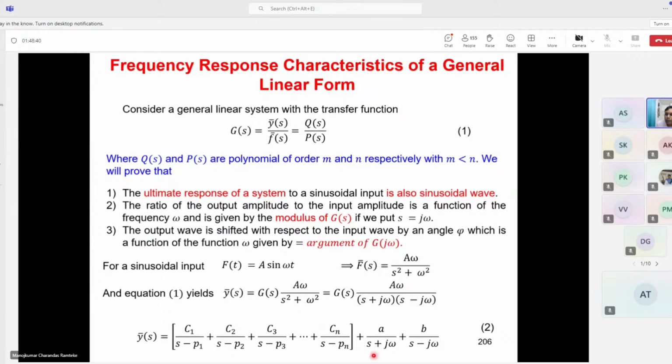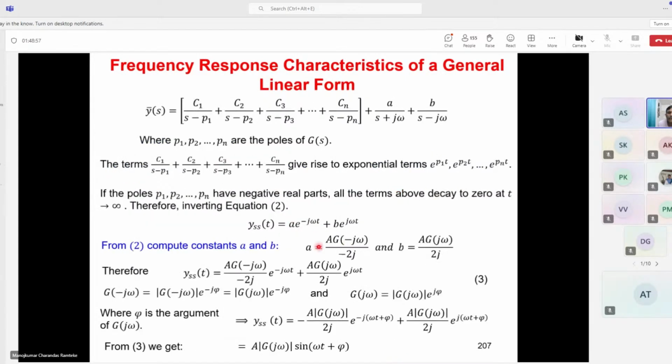S plus j omega, and then put s equals to minus j omega. I will get directly A. So that s plus j omega will cancel out here, isn't it? So I will get G of s times A omega divided by s minus j omega, and I can replace s by minus j omega. So that's what we are doing here. If you do that, we will get directly A, and A comes out to be A into G of minus j omega divided by minus 2j. That is what we are going to get. Similarly, B will be obtained as A into G of j omega divided by 2j.